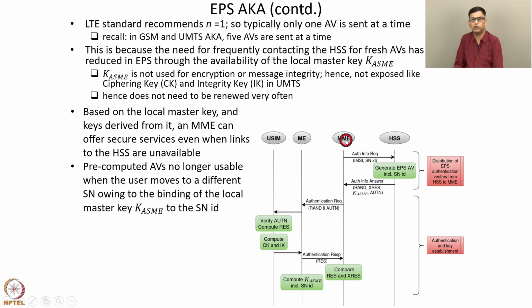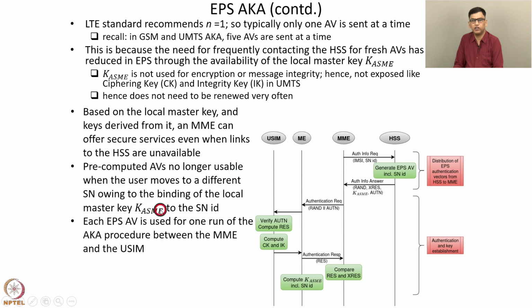That is, the authentication process will run all over again, and another authentication request with the SNID of the new MME will be sent to the HSS, and a fresh KASME will be sent from the HSS to the new MME. So hence, pre-computed authentication vectors are no longer usable when the user moves to a different serving network. This is because of the binding of the local master key KASME to the SNID.